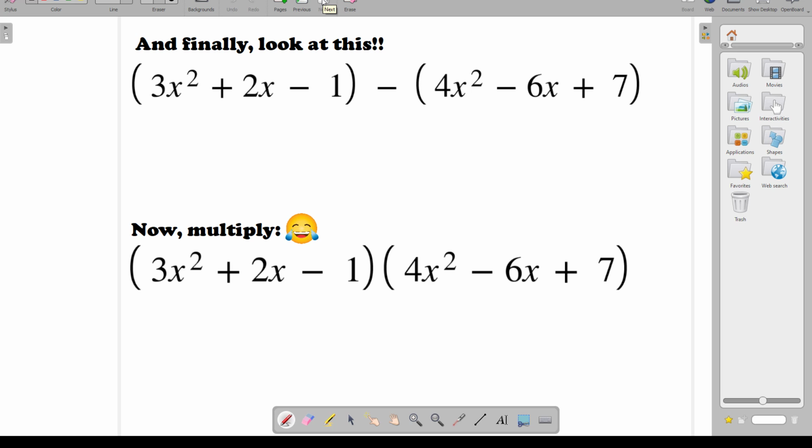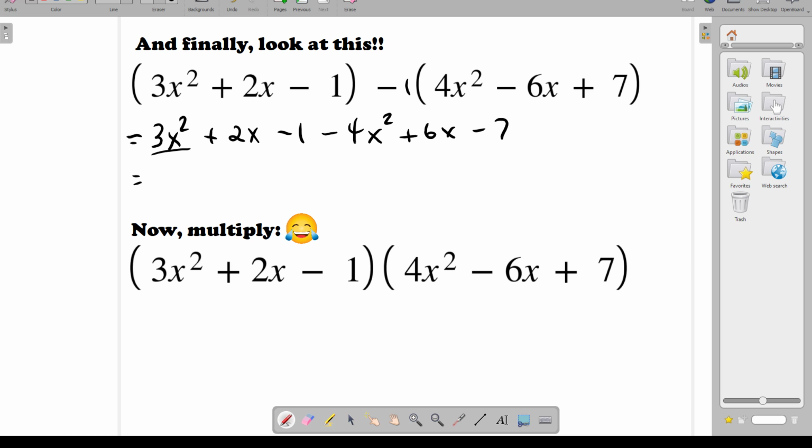Finally, let's take a look at this. So here we are subtracting. So I'm going to write 3x squared plus 2x minus 1. Distribute this negative 1. I get negative 4x squared plus 6x minus 7.